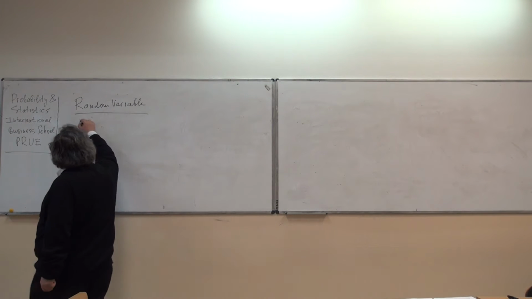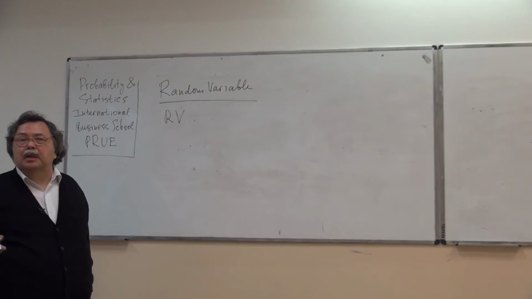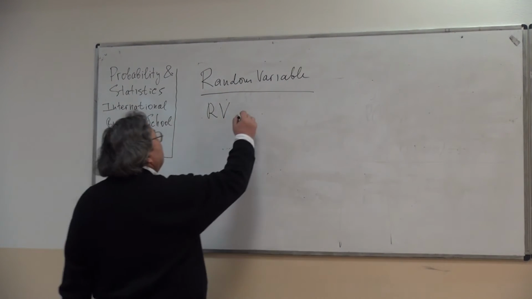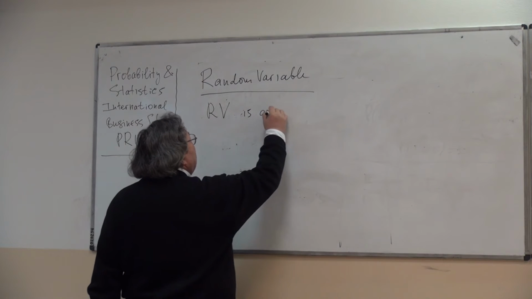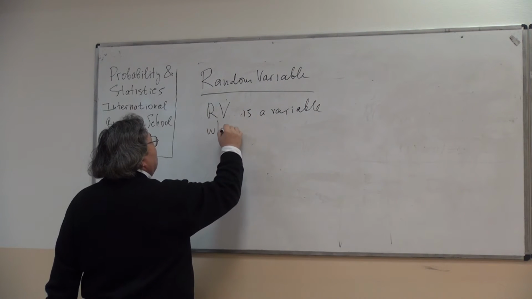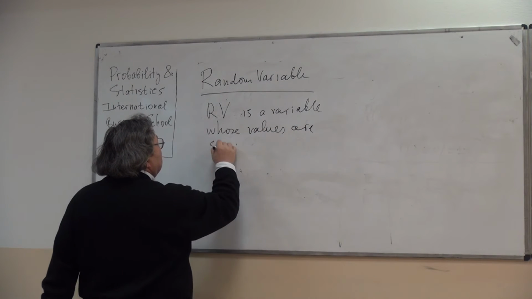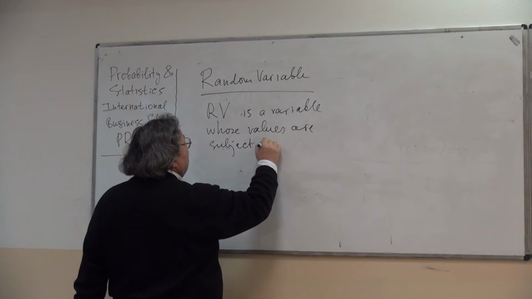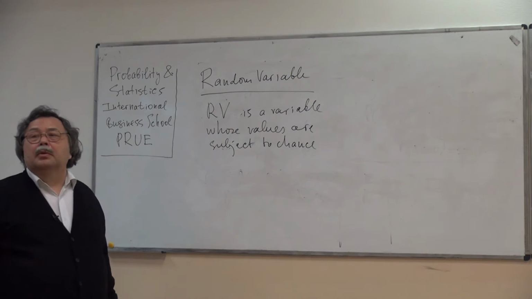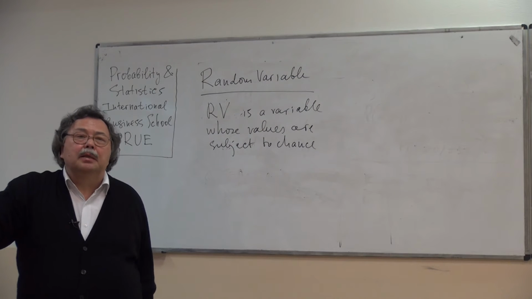Random variable, well, let's use this abbreviation for random variable because I can't write it again and again. A random variable is a variable whose values are subject to chance. Well, this is a meaningful definition, but not a very mathematical one.